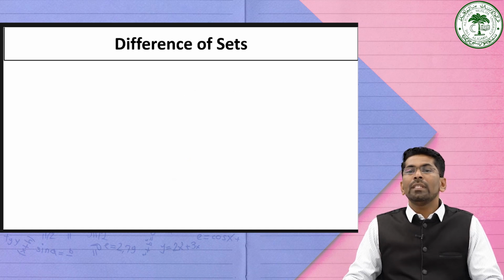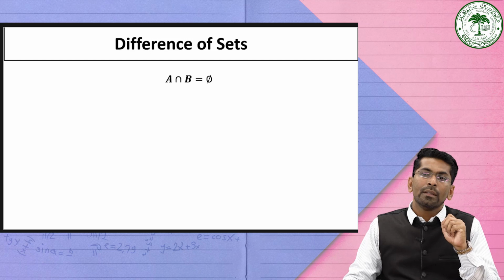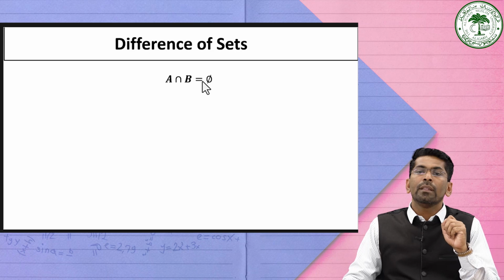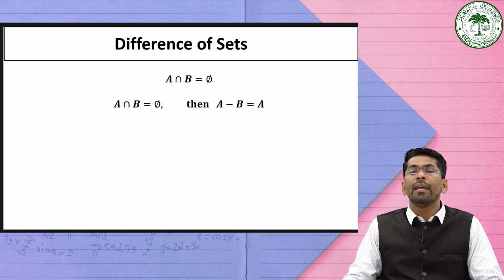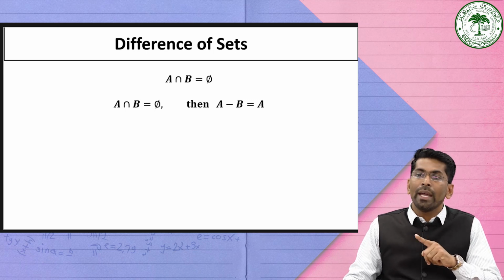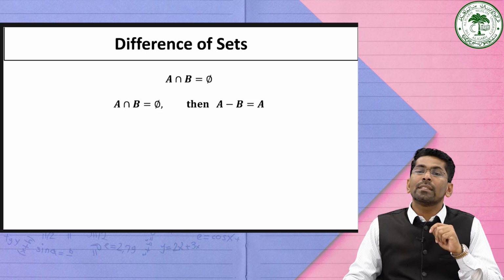Now the second important point to be noted is that if sets A and B have no common element, that means A intersection B is equal to the empty set phi, then the set difference A minus B is the same as set A. Mathematically we can write, if A intersection B is equal to phi, then A minus B is equal to A. This is because when A intersection B is phi, there are no elements common to set A and set B.